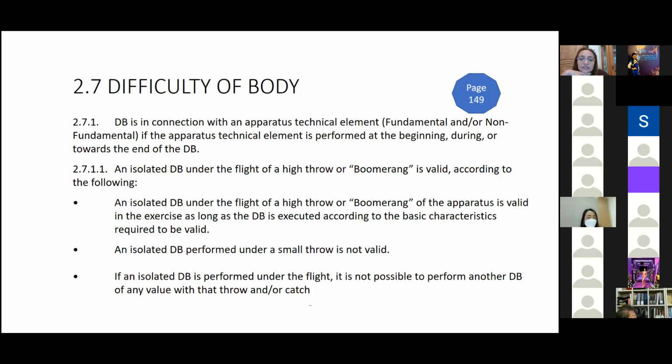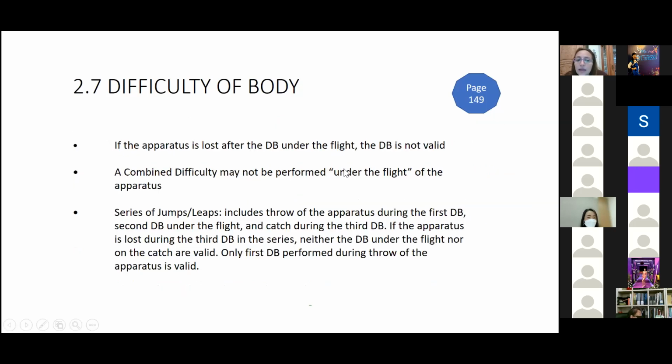And an isolated dB is performed under the flight. It is not possible to perform another dB of any value with the throw or the catch. So isolated dB are only allowed under the flight. If the apparatus is lost after the dB under the flight, the dB is not valid. Same principle exactly as in individuals.